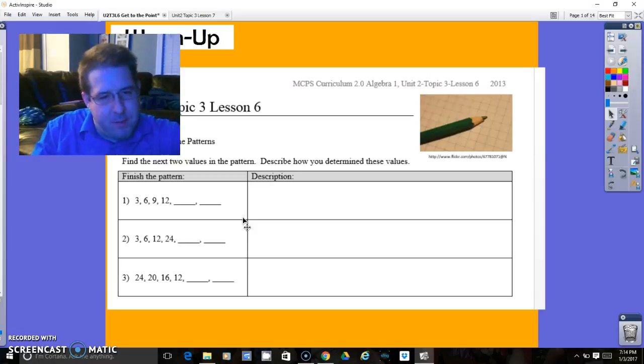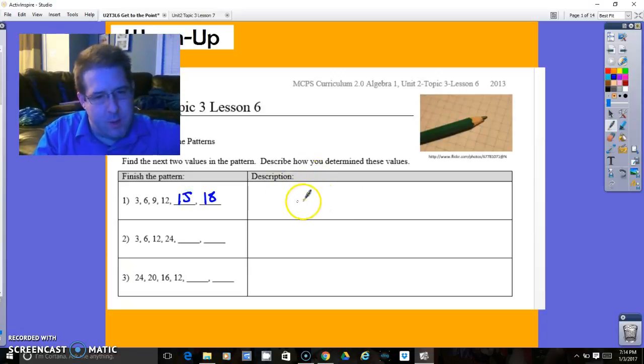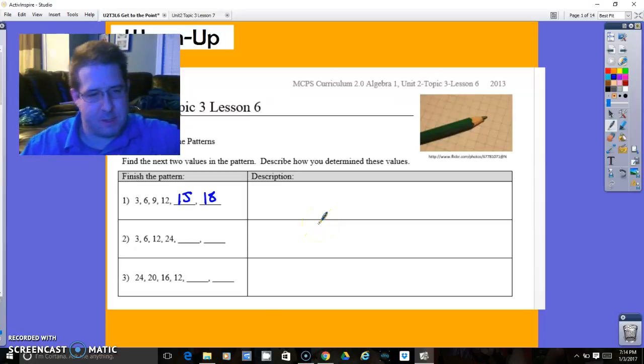Find the next two values in the pattern. So it starts us off with the warm-up with patterns. 3, 6, 9, 12. Obviously, it looks like plus 3, so this is 15, and this is 18. That's an arithmetic sequence. So describe how you determine these values. Well, I determined it because it's an arithmetic sequence. It means it's plus 3, and I simply just follow the pattern.